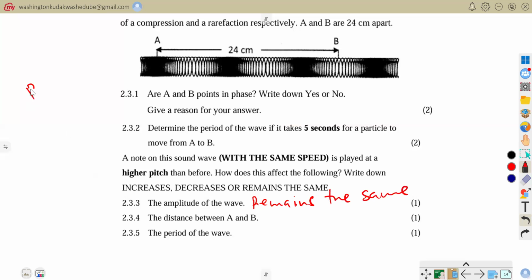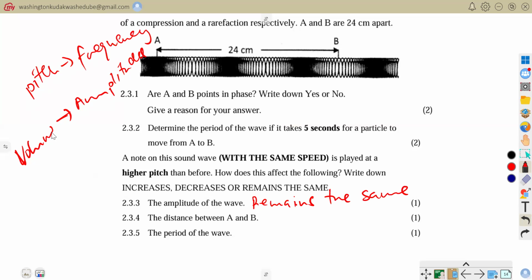We said pitch affects frequency, and amplitude is affected by the volume, or else the loudness of sound.